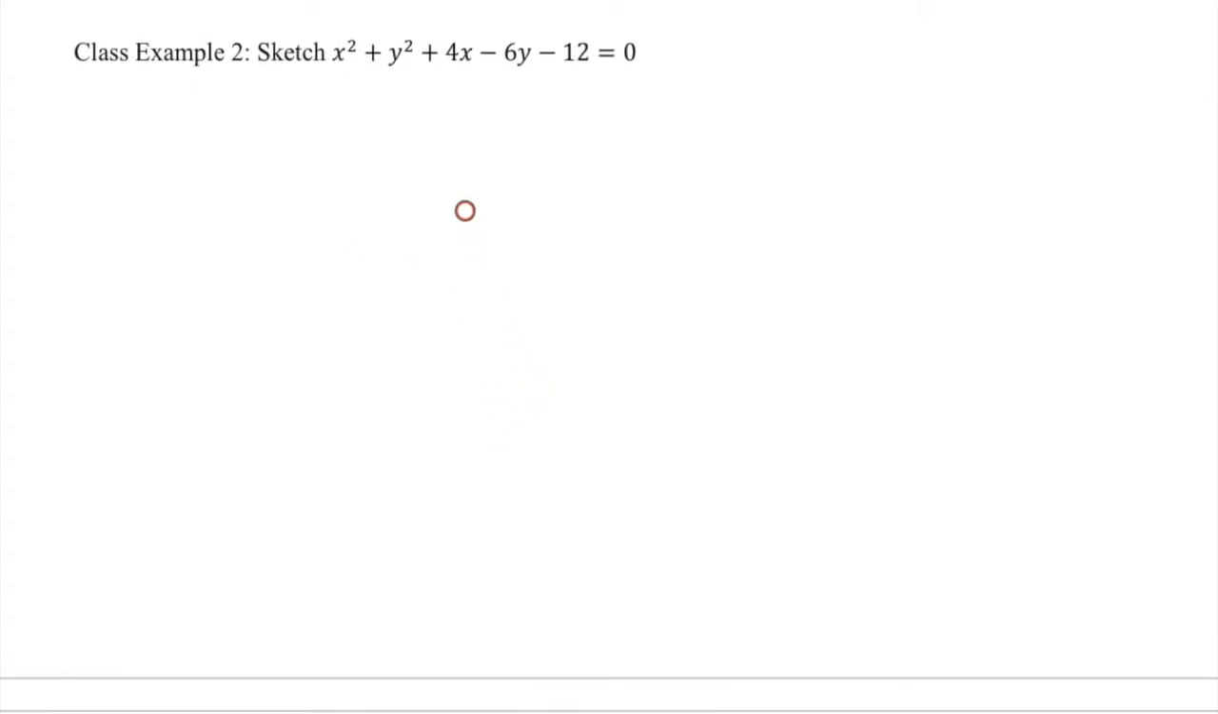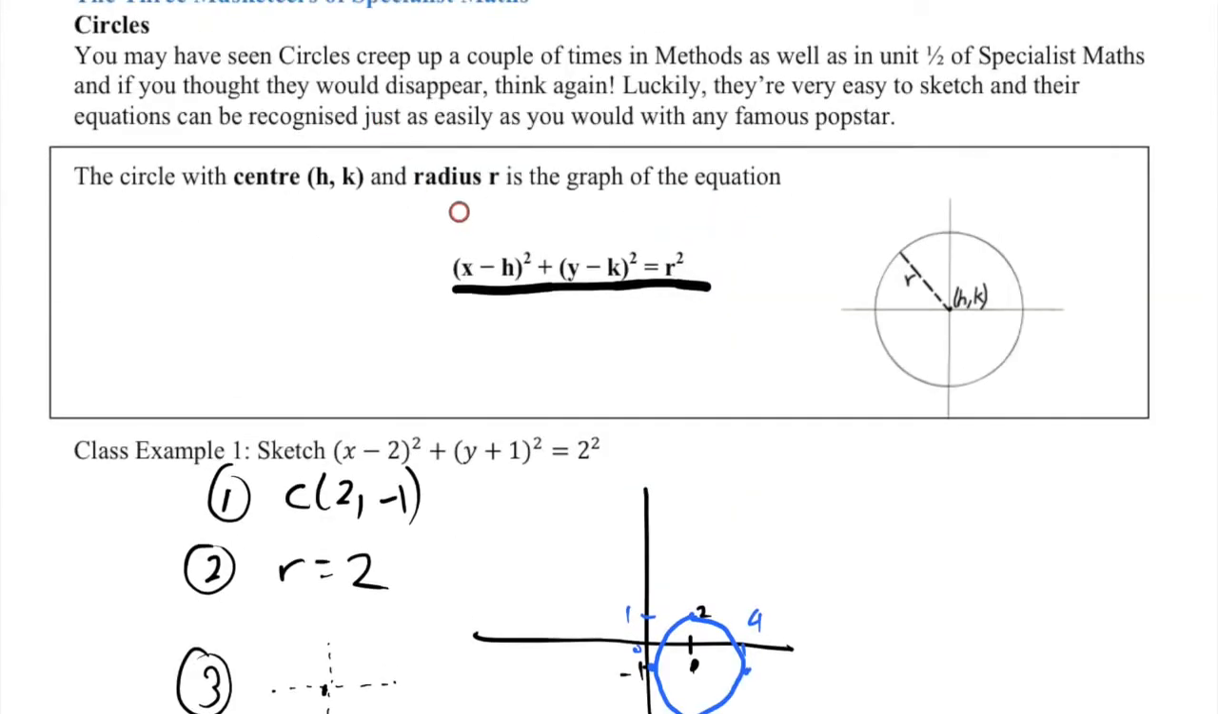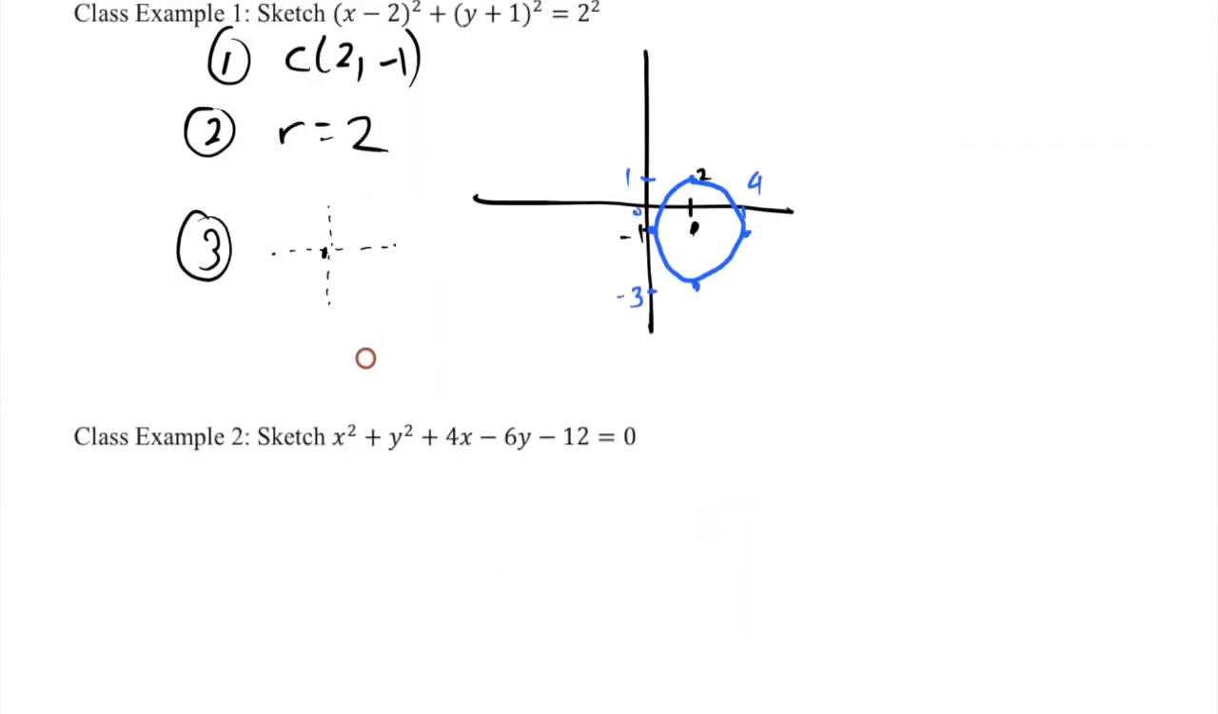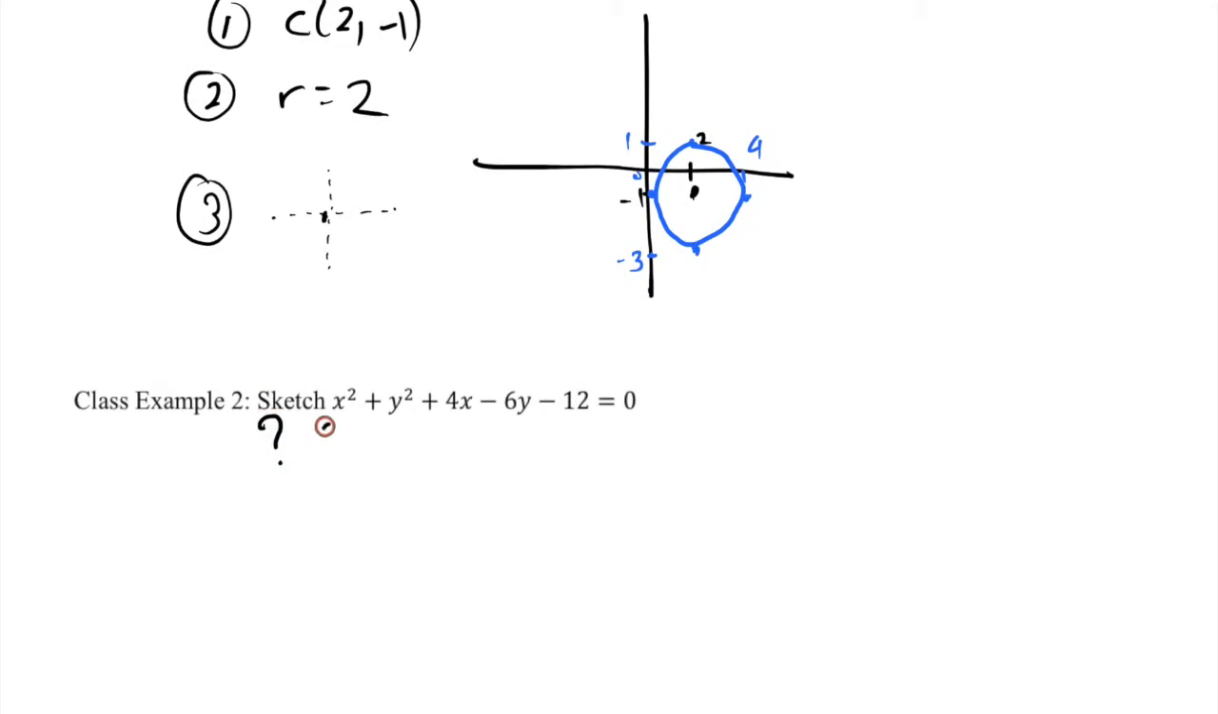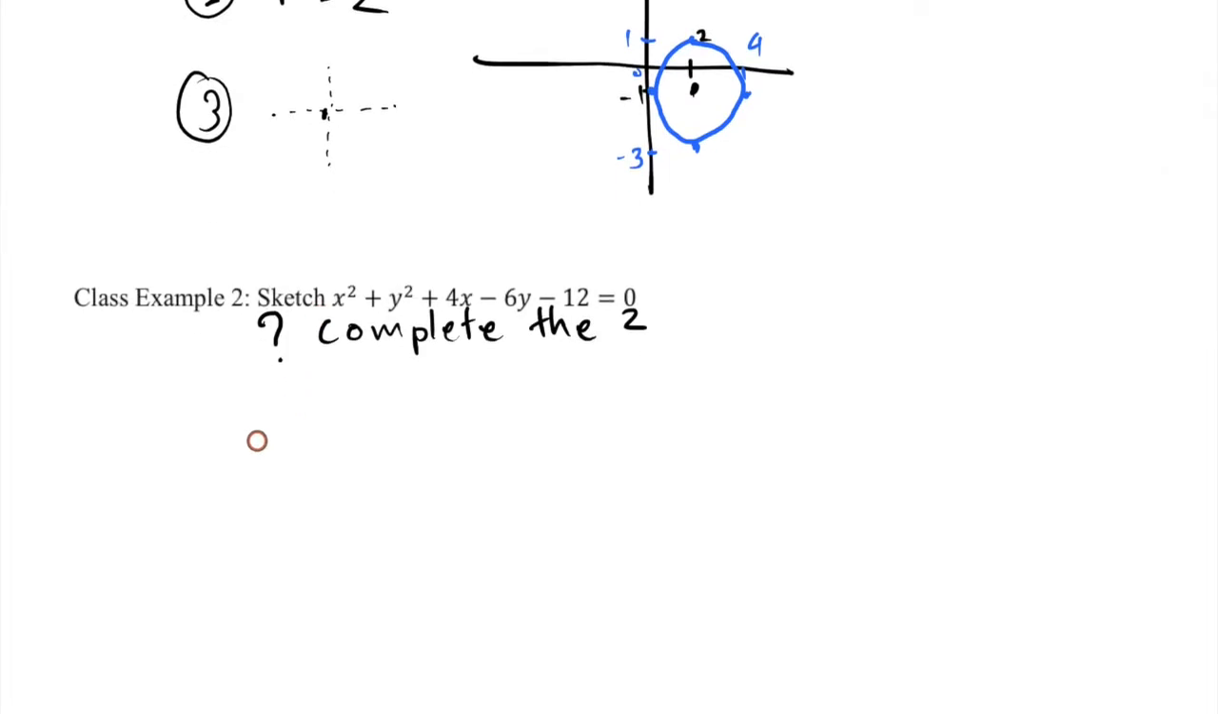Sketch x² + y² + 4x - 6y - 12 = 0. The problem with this question is it's not in our general formula with the bracket. So what do we do here? You complete the square. After you complete the square, you'll get your general formula. Then you can start sketching a circle.